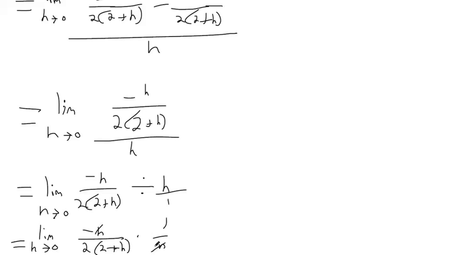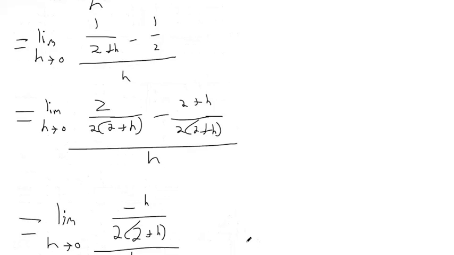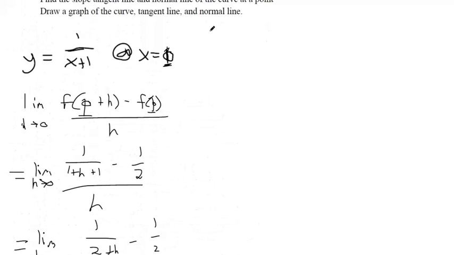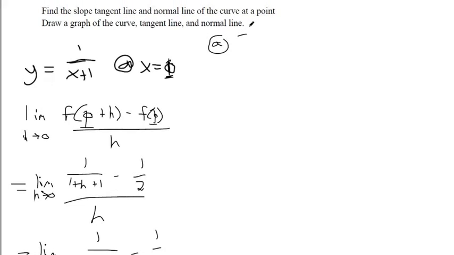Now we don't have a divide by 0 problem. Now we made those h's cross cancel. Now we can just plug in 0 to find out the limit. 2 plus 0 is 2. 2 times 2 is 4. So we've got negative 1 over 4. That's the instantaneous slope, negative 1/4. So all that work, we just found out the first question. The instantaneous slope is negative 1/4.